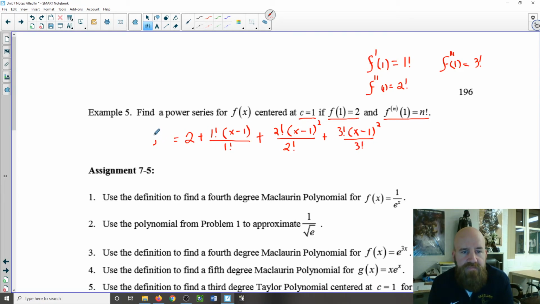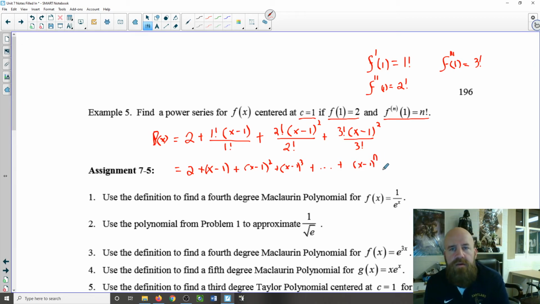So I'll go ahead and write that. Well, I guess it's our p of x. This would simplify down to 2 plus x minus 1, and then plus x minus 1 squared, plus x minus 1 cubed. So we can see the pattern here, hopefully. If I decided to write my nth term, we could say that that would be x minus 1 to the nth power.